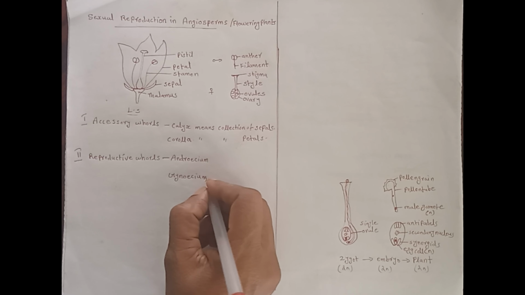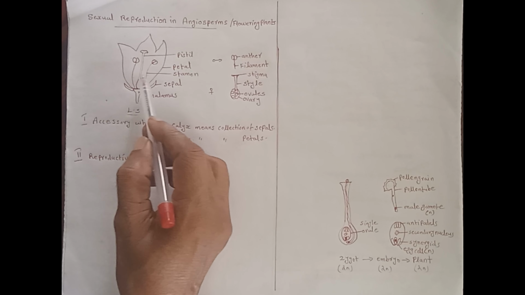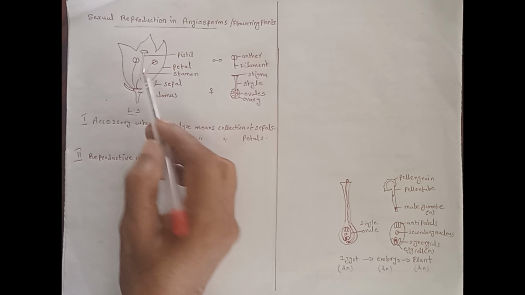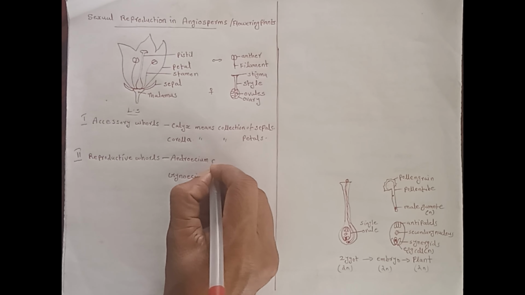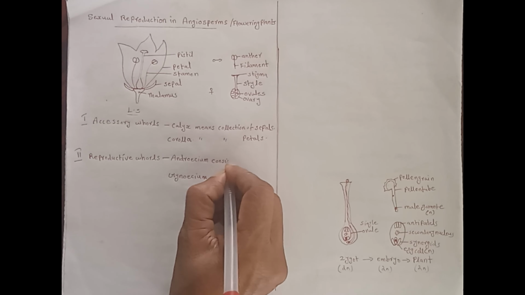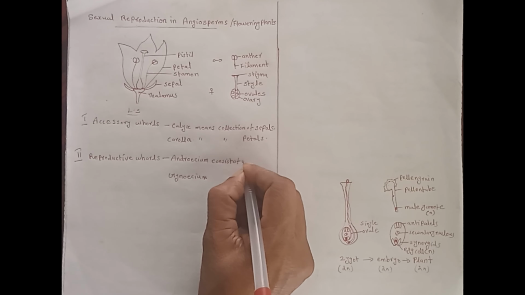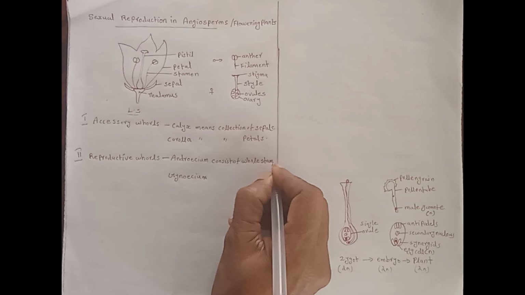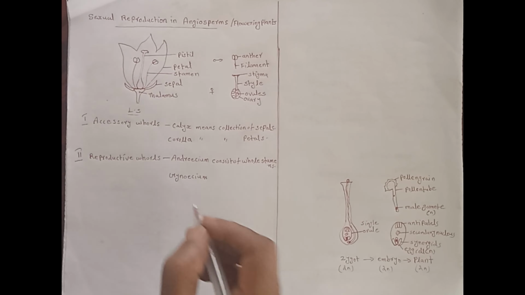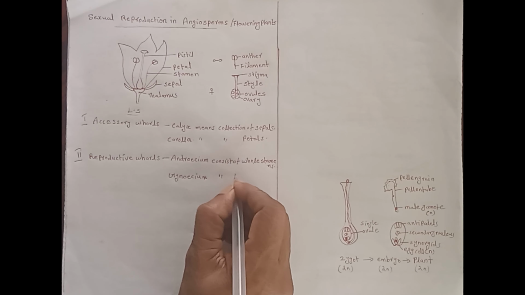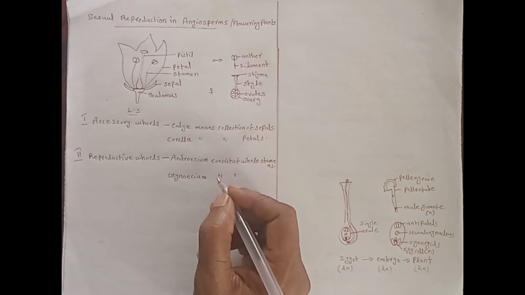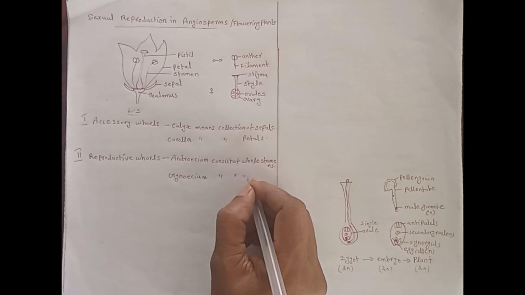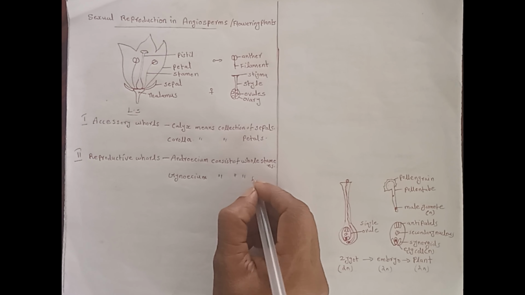Androecium consists of all stamens of a flower. Then gynoecium consists of all carpels or pistil.